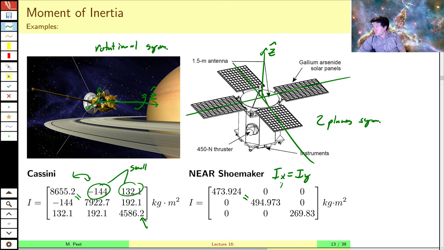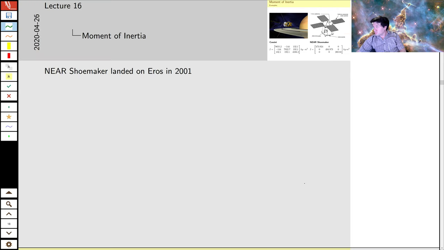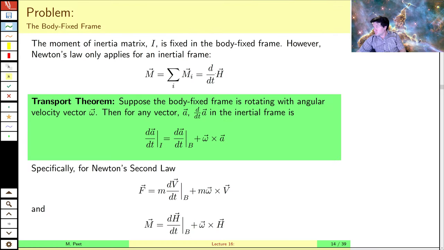And often I'll drop the double subscript just because it becomes cumbersome. That's Near Shoemaker, by the way. It landed on that asteroid Eros, which is a fairly famous, rather large asteroid. If you read popular literature, it's a good place for a space station, if you spun it up a little bit better.